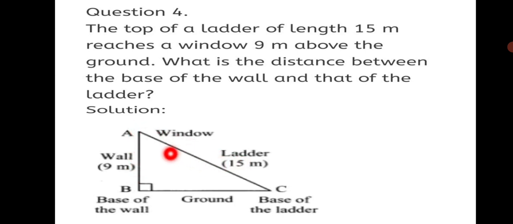Then the ladder is 15 meter. What is the distance between the base of the wall, which is B, and that of the ladder? The base of the ladder is point C. That means we have to find BC here. We know AB, we know AC. Using Pythagoras theorem, since angle B is a right angle, because the wall will be built straight on the ground, so it forms a right angle. So let's use Pythagoras theorem to find the distance between the base of the wall and that of the ladder.